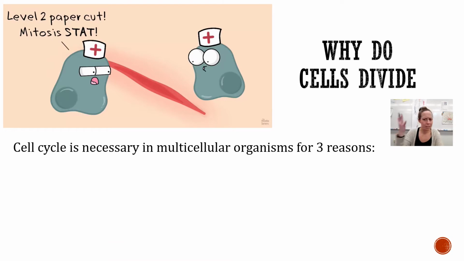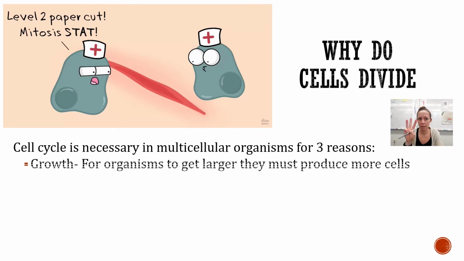So why do cells divide and why do we go through this cell cycle? So the cell cycle is necessary for three reasons. The first one is for growth. So organisms get larger by making more cells, right? We wouldn't be able to grow any bigger if we didn't have new cells. Like my skin, this is all cells. So when I go from like a baby hand to a big person hand, right, I clearly have to make more cells to take up that space. So I have to go through the cell cycle to make more cells.